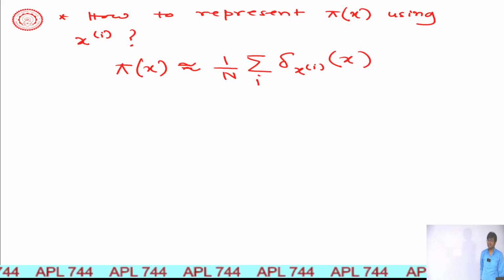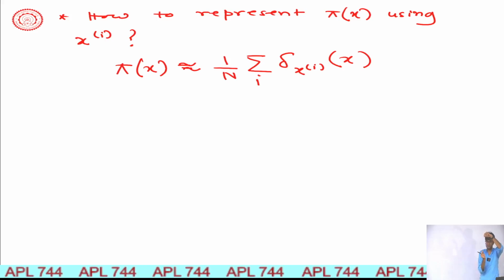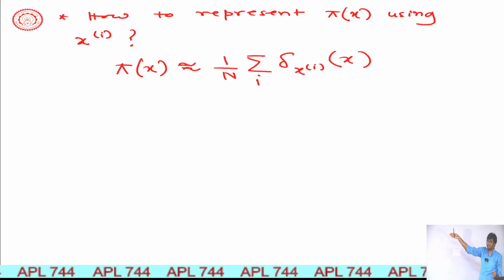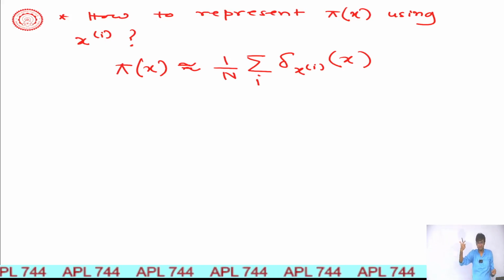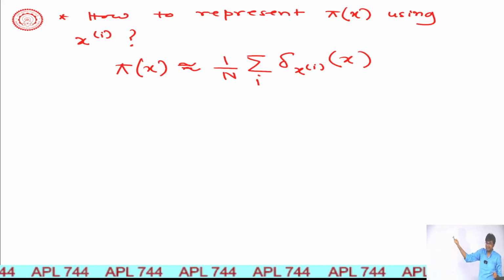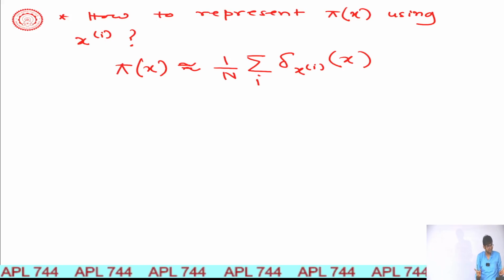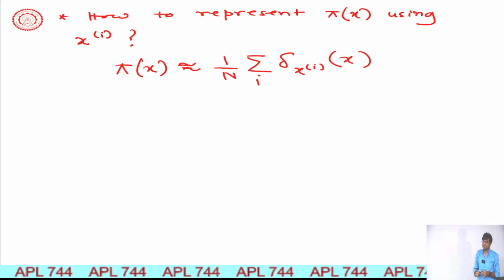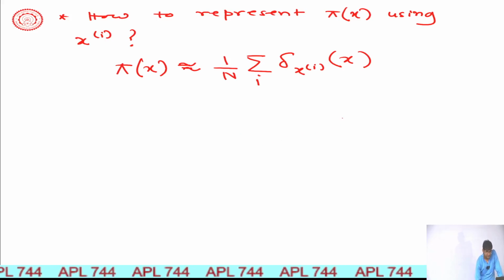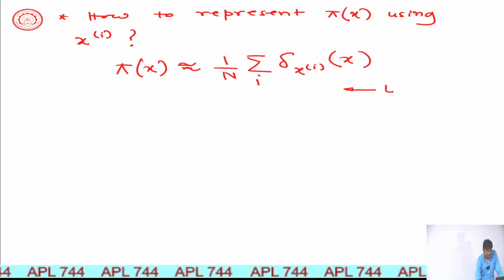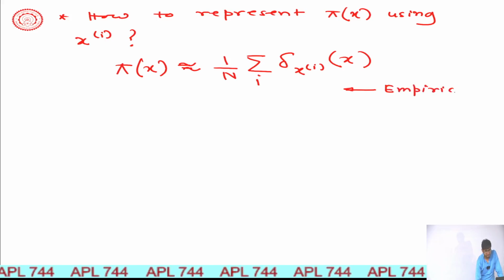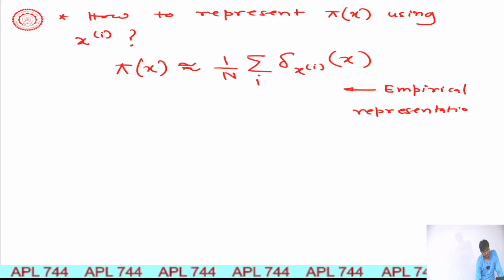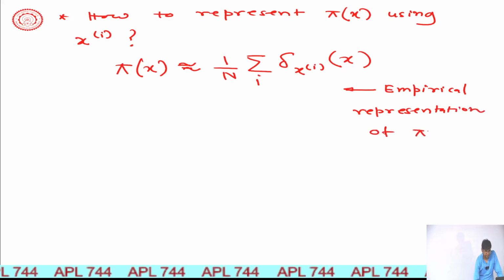So it is like saying that at each of the points you have a Dirac delta function and then the average of that. What is the area of each of the Dirac delta functions? If you integrate, it should give you 1. So the summation will give you n by n, 1. So that's a valid PDF in that sense. Dirac delta function cannot take negative values. So again, that's a valid PDF. So this is known as the empirical representation of pi x.